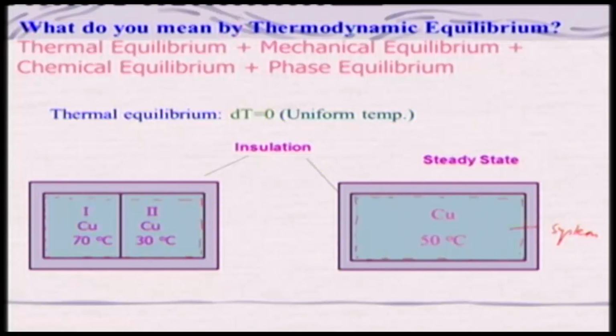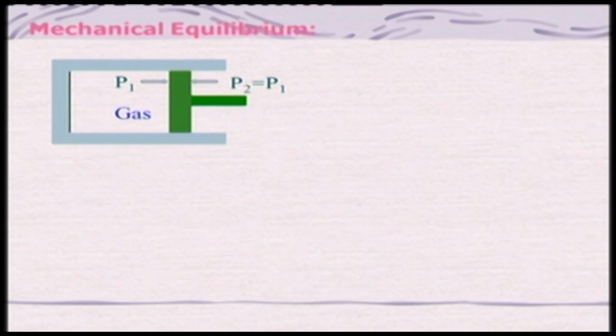So, one has to be a little careful, and let us understand what we mean by mechanical equilibrium. We will take a piston cylinder arrangement in which we have a gas, and this is our system.